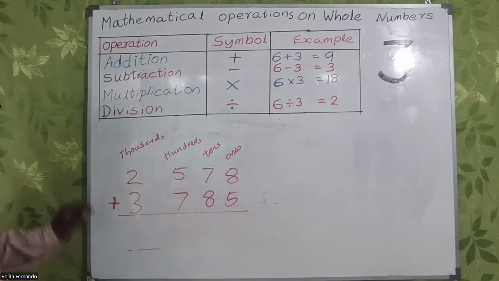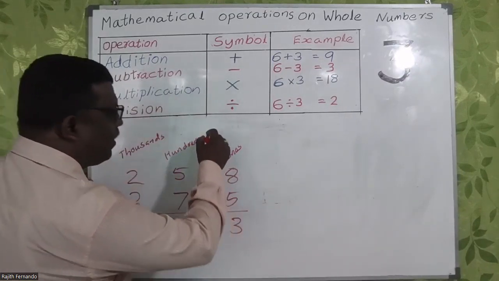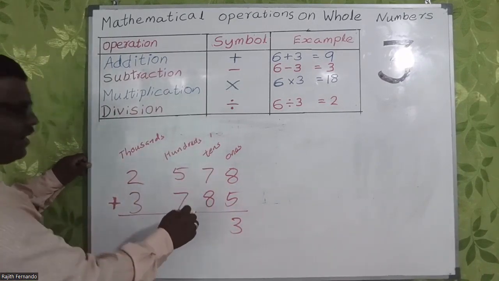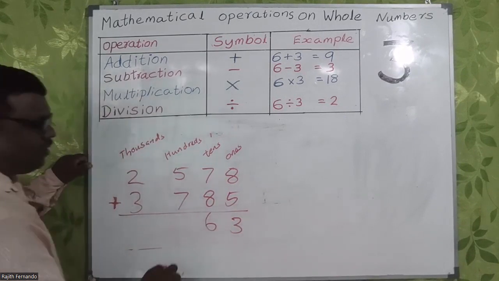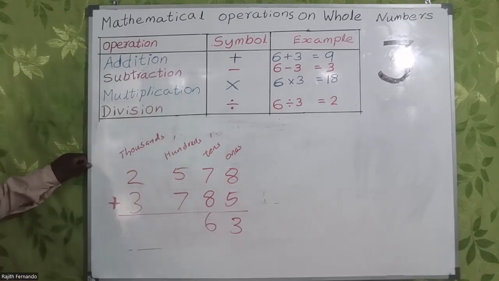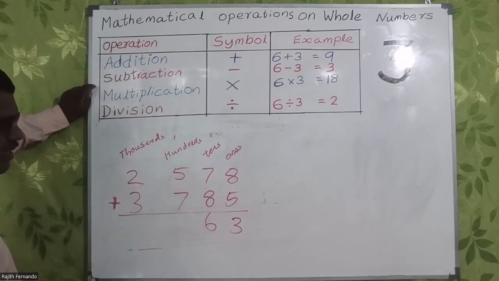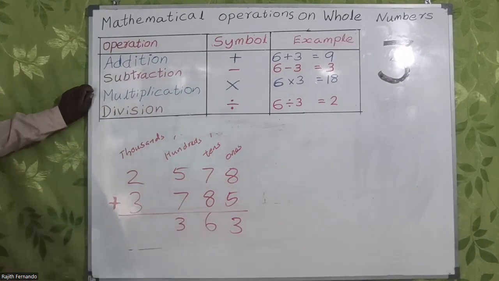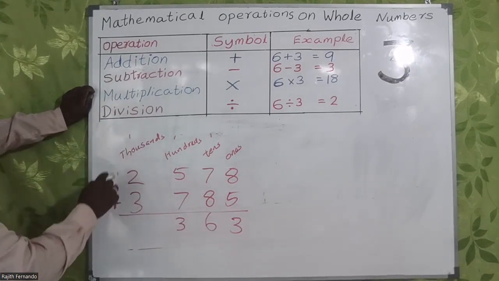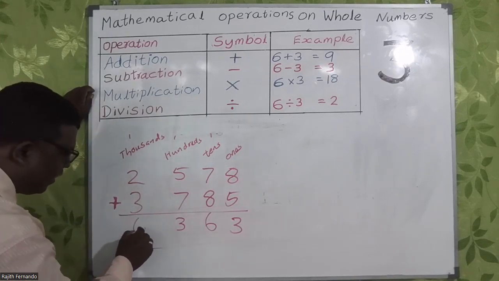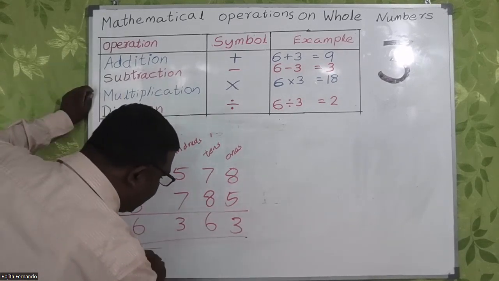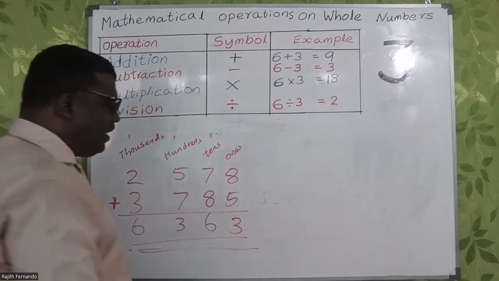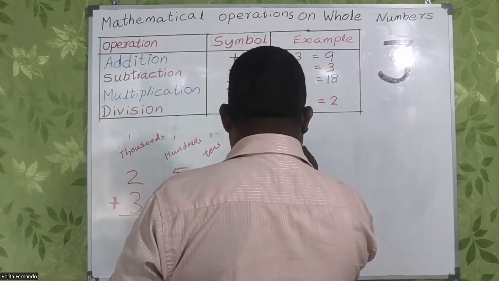Then 8 and 5 is 13, you put the 3, 1 is here. And 1 and 7 is 8, 8 and 8 is 16, you put the 6, 1 is here. Then 1 and 5 is 6, 6 and 7 is 13, you can put the 3 here and 1 here. 1 and 2 is 3, 3 and 3 is 6. You get again the answer is 6,363.